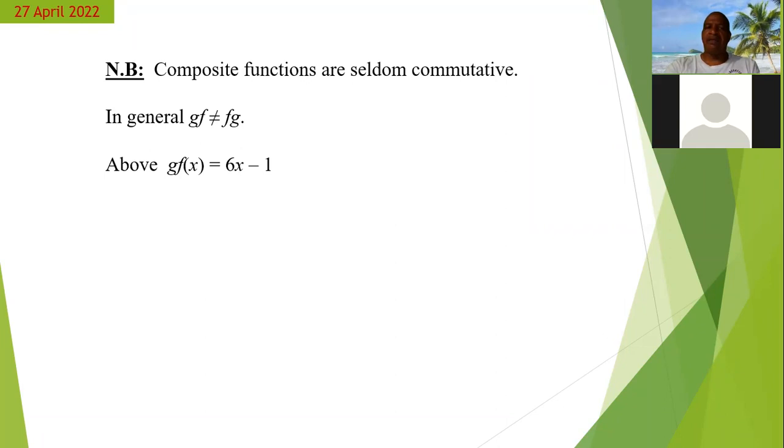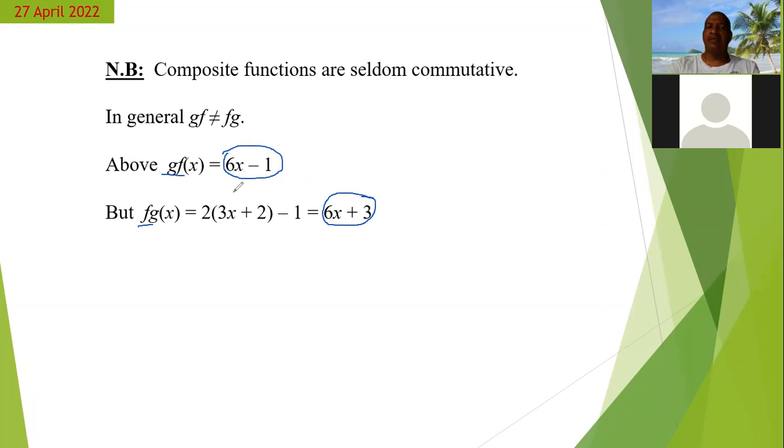All right, so gf of x will give you 6x minus 1, but fg of x will give you 6x plus 3. And you see that the two compositions give you two different results. Gf of x gives you 6x minus 1, but fg of x gives you 6x plus 3. So in that regard, we say that they are not commutative, because if we change the order, we don't get the same result.